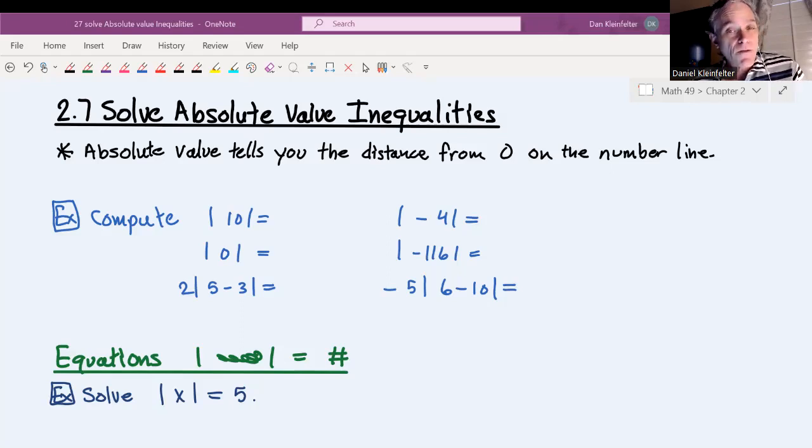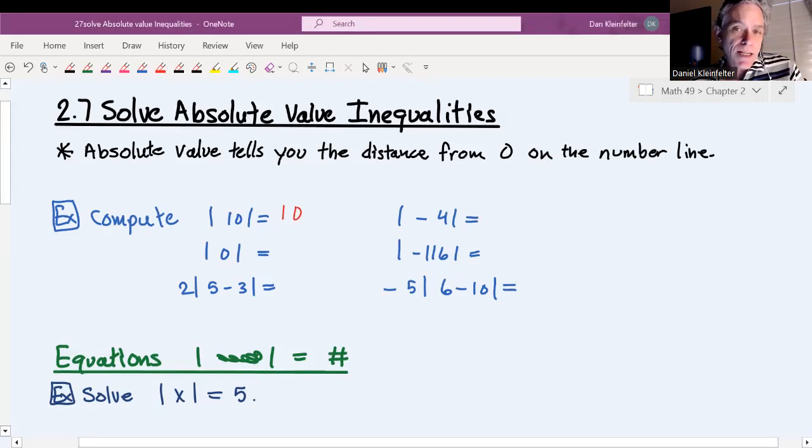So what absolute value tells you is the distance of a number from zero without regard to which side of zero it's on. So for example, if we want to know how far is 10 from zero, 10 is 10 units away from zero. And the way we symbolize absolute value is a pair of vertical bars, like brackets without the legs on it. What we're doing is finding the distance of whatever's inside from zero.